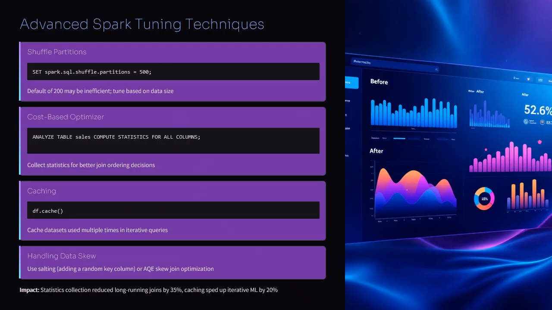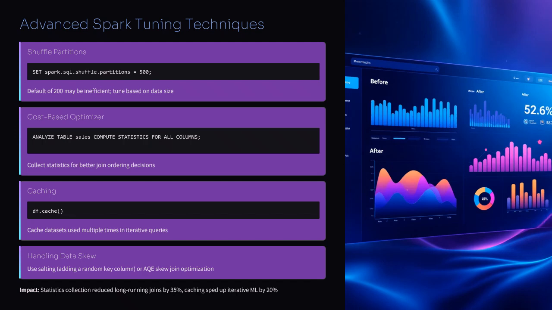Beyond the core Spark optimizations, there are several advanced tuning techniques that can further boost your workload performance. First, tuning the number of shuffle partitions is crucial. Spark's default shuffle partition count is 200, which may not be ideal for all workloads. Increasing this to a number that better matches your data size and cluster capacity, such as 500, can improve parallelism and reduce task skew, leading to faster overall query execution.